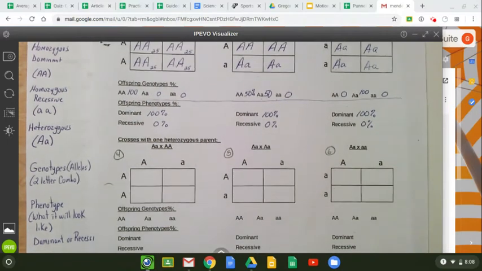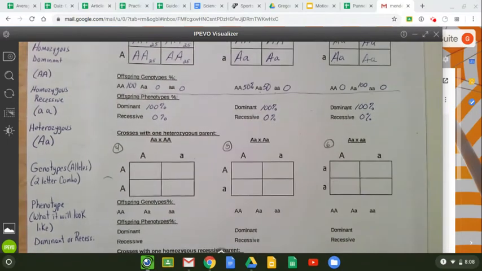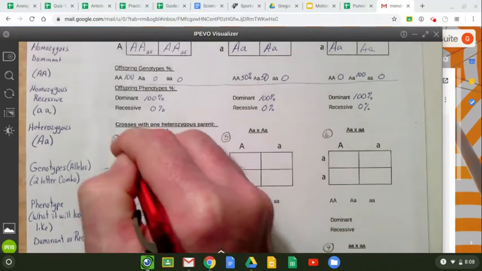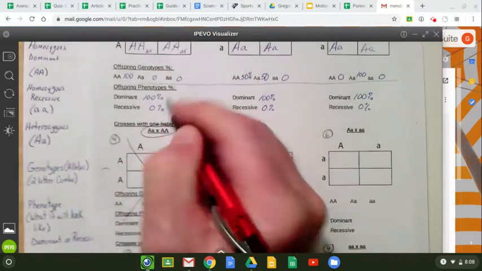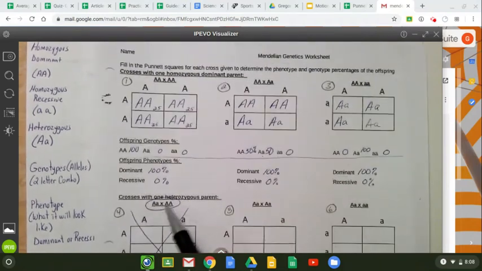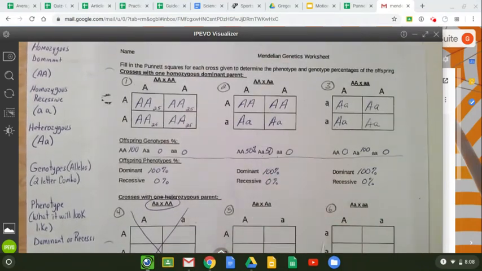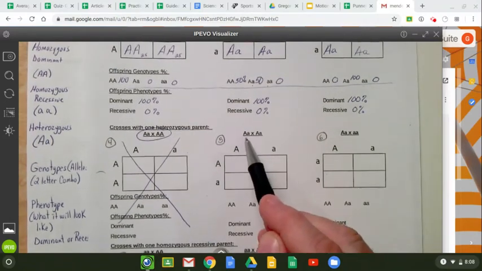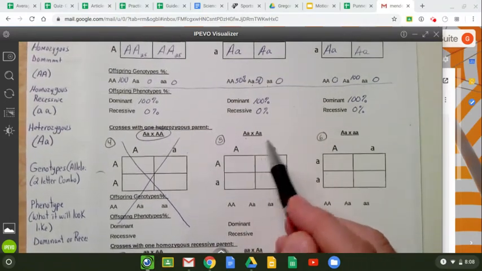All right, let's take a look at a couple other types of crosses. We're going to skip number 4, because we already did number 4, dominant with heterozygous. That actually was up here, so we're not going to reinvent the wheel. But let's take a look at when we cross 2 heterozygous parents.